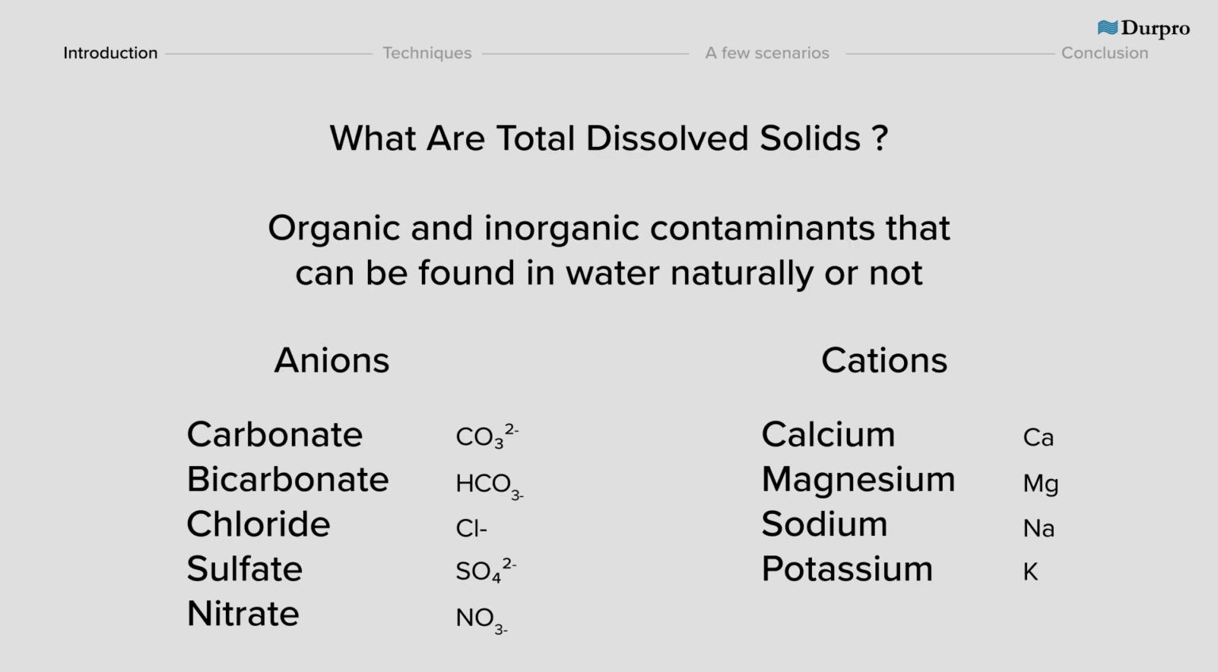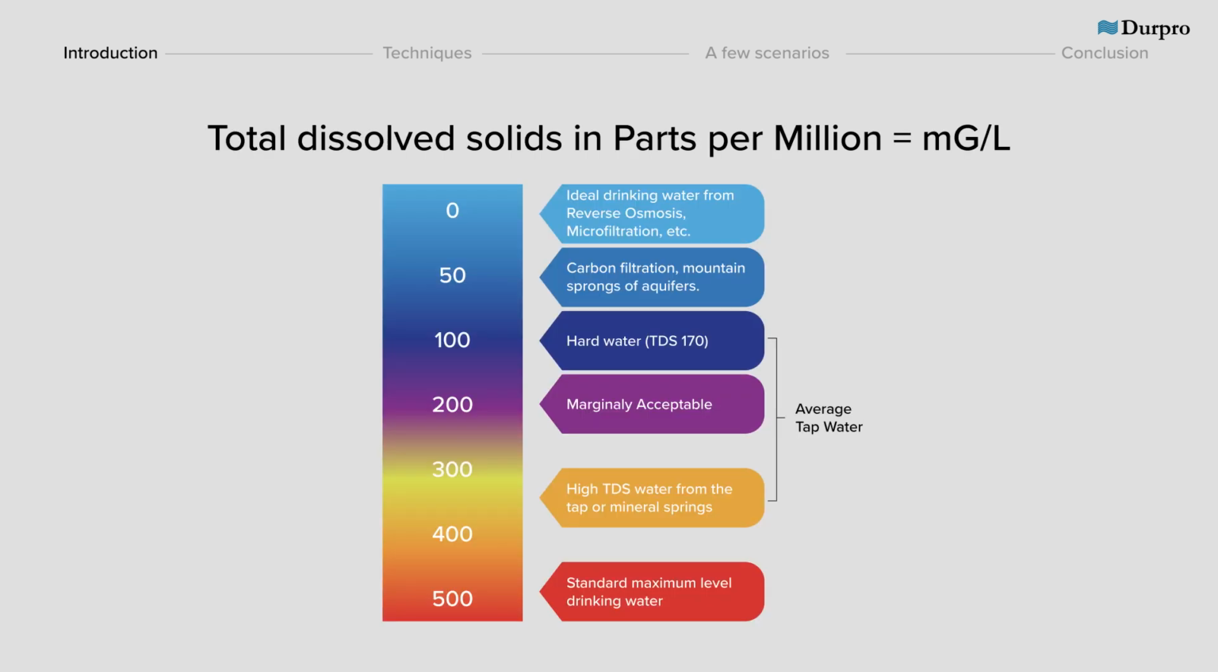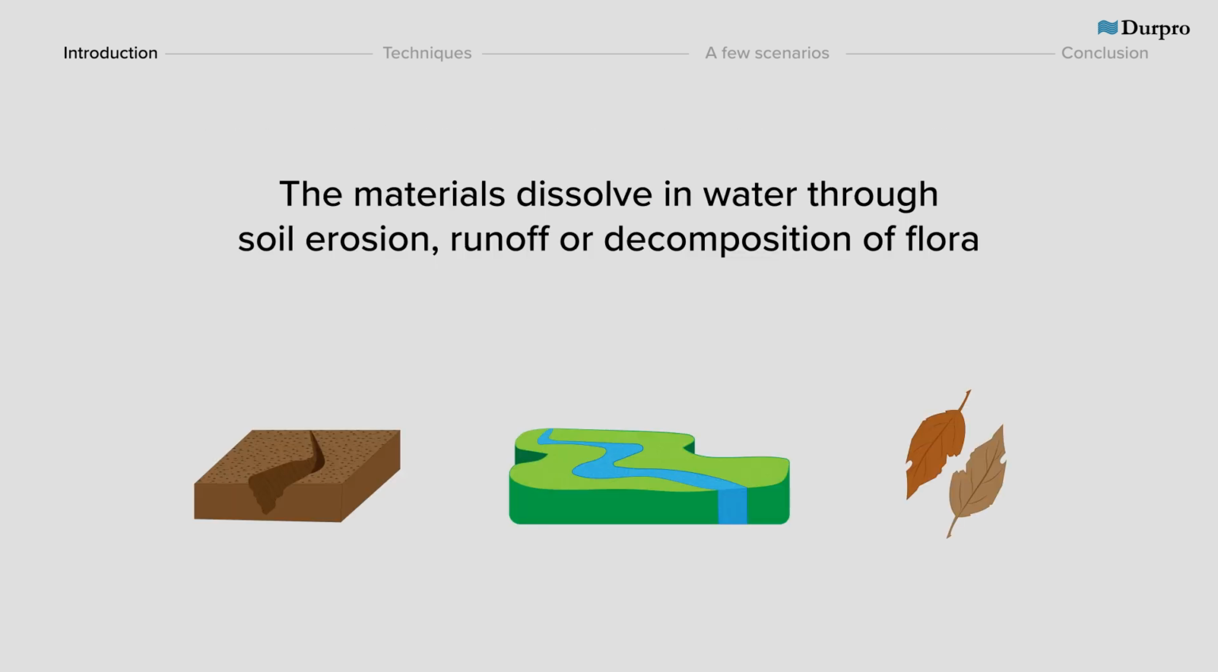Total dissolved solids, TDS, are organic and inorganic contaminants that can be found in water naturally or not. Since they are the source of conductivity, it is important to note that they are both cations and anions. Among the cations most often found in Canadian waters in dissolved form, we find calcium, magnesium, sodium, and potassium. Anions include carbonate, bicarbonate, chloride, sulfate, and nitrate.